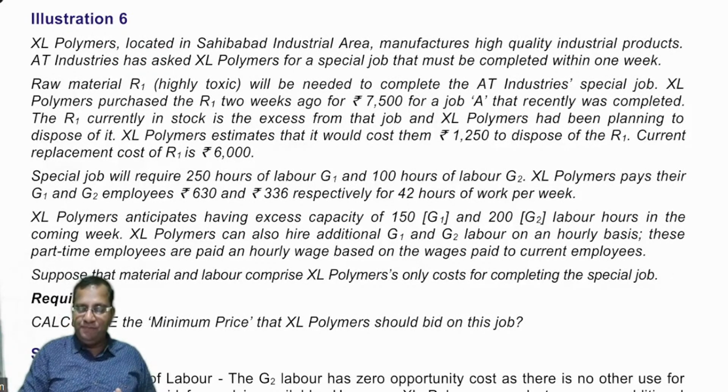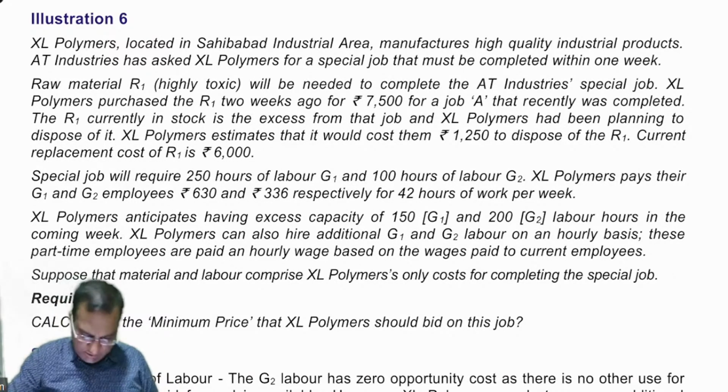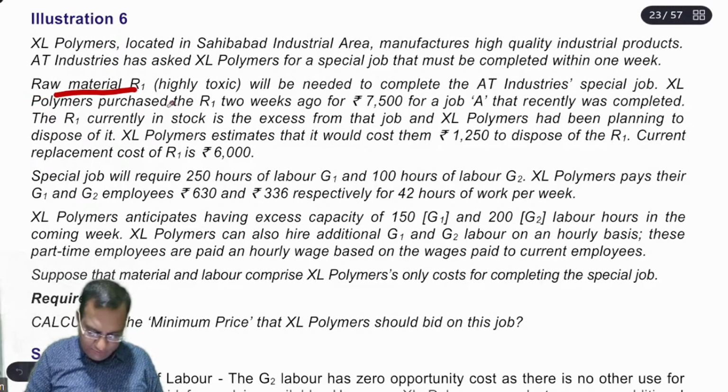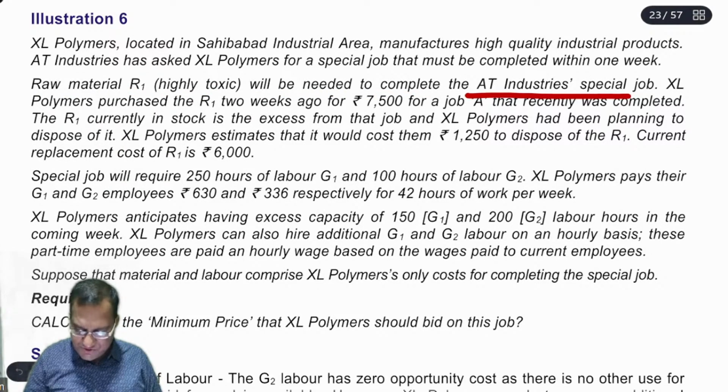In the last session, we did a question regarding highly toxic material, but in that particular question, since the destruction cost was not given, we ignored the word toxic. While in this particular question, you will see that not only the realizable value and replacement cost, but also the destruction cost of the product is given. Okay, let's see, beta. So raw material R1 is needed, which is highly toxic, to complete the customer's special job.